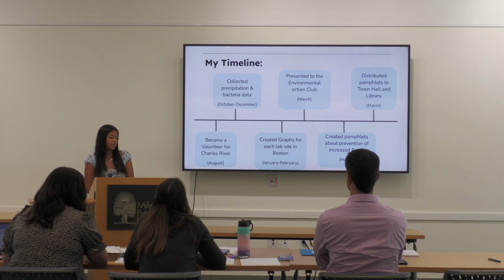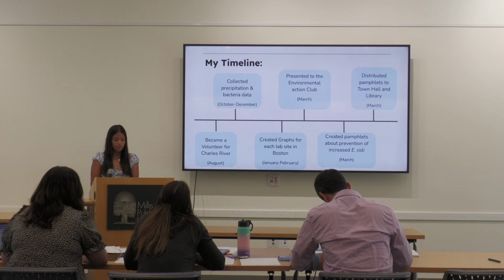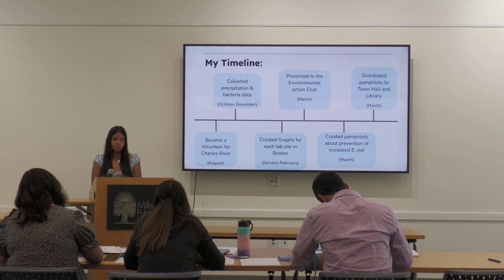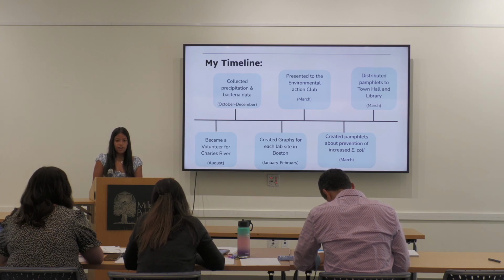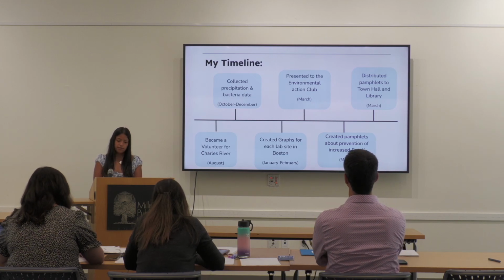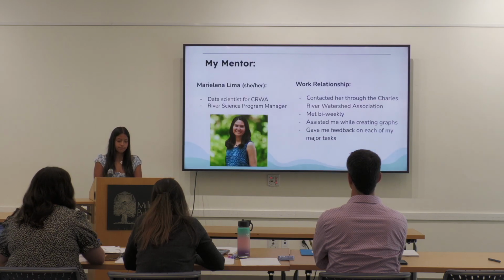So my timeline, I started this project in the summer of my junior year, where I became a volunteer for the Charles River. I then collected precipitation and bacteria data throughout October and December. After that, I created graphs for each lab site in Boston, which there are 6 of them, and I'll go through the data later in this. I also then presented to the Environmental Action Club in March and created pamphlets about the prevention of E. coli and then distributed those pamphlets.